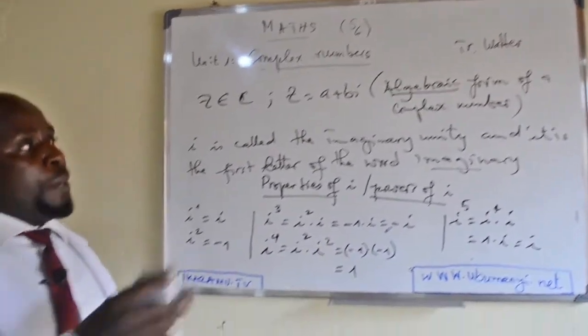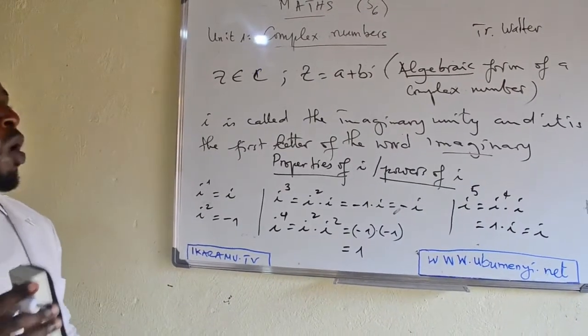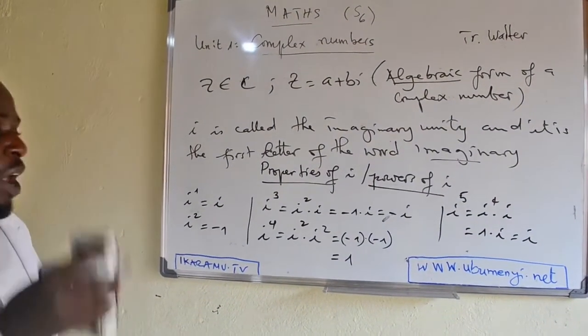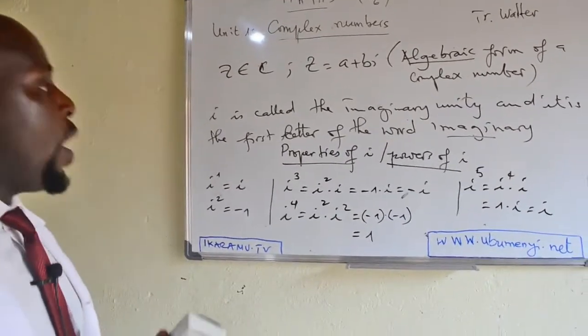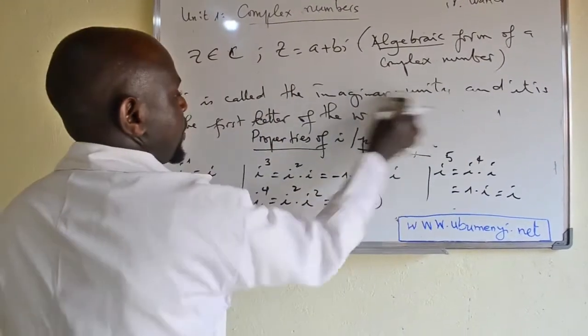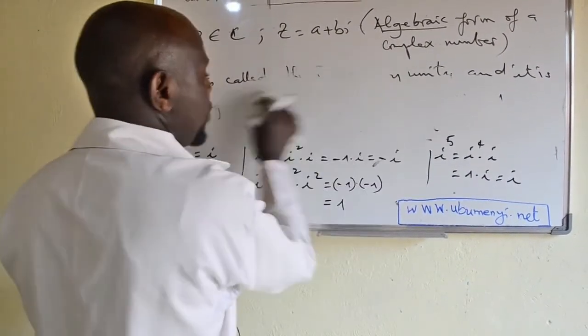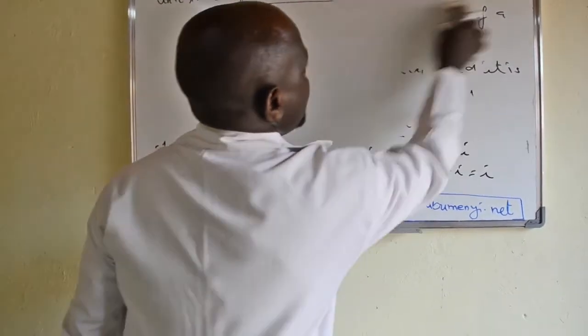So what does it mean? We shall now make a general formula which will help us to know how we can find these powers, whether we are around 4 or far from 4. It will show us how we can do it. We are still talking about the powers of I and its properties.